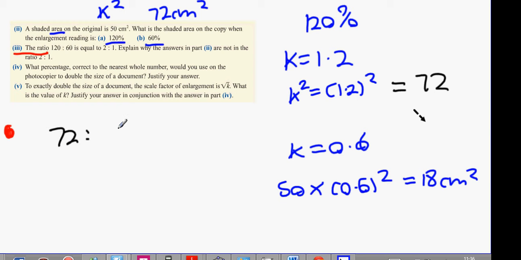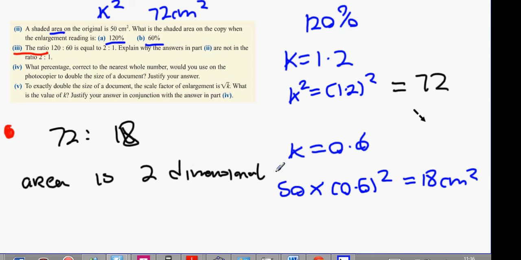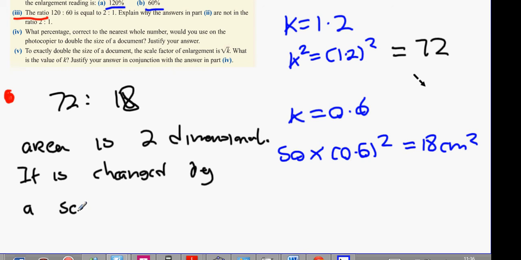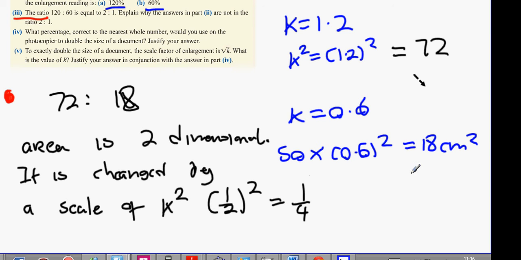Now the reason for this is area is two-dimensional, and because area is two-dimensional, it is changed by a scale factor. It's changed by a scale of K squared, or a half squared. See the way 60 is a half of 120? That's a half squared, which is a quarter. Okay? Hence why 18 is a quarter of 72. It's two-dimensional, guys. Okay? That's why that happens.